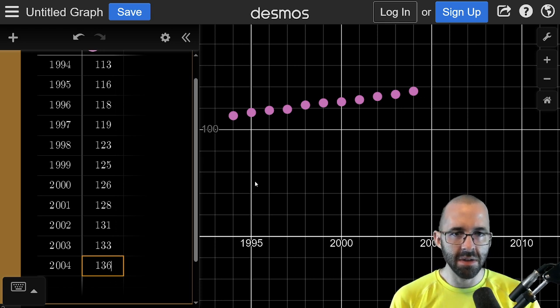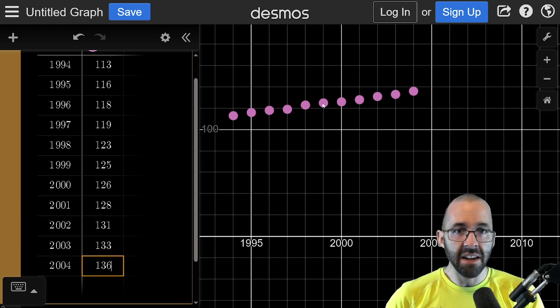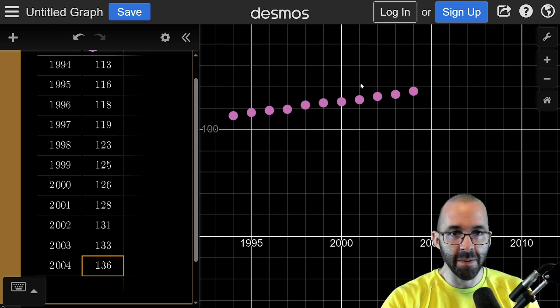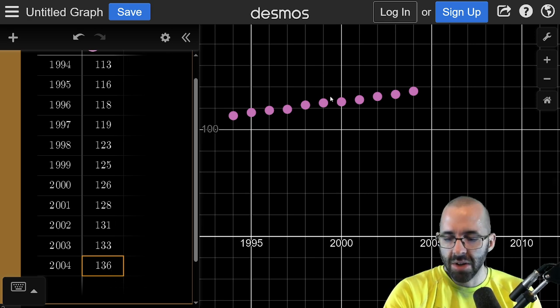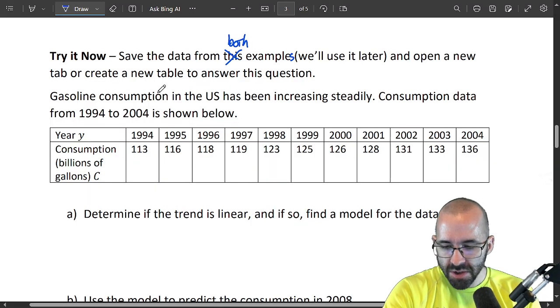So we got it. Looks pretty linear. This data is actually really closely correlated. Wow, it looks very much like it's on a line. Not perfectly on a line, but pretty close to on a line. So this is gas consumption. So we have the year.